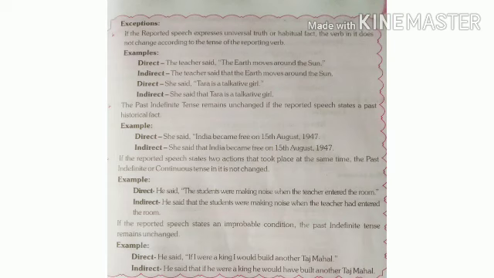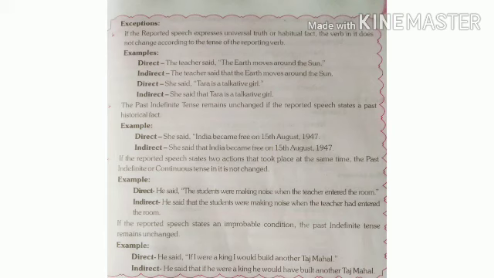For example, the teacher said there are 8 planets in our solar system. So, there are 8 planets in our solar system, and the reported speech is stating a universal truth, and so it will remain the same. So, indirect speech will be, the teacher said that there are 8 planets in our solar system.